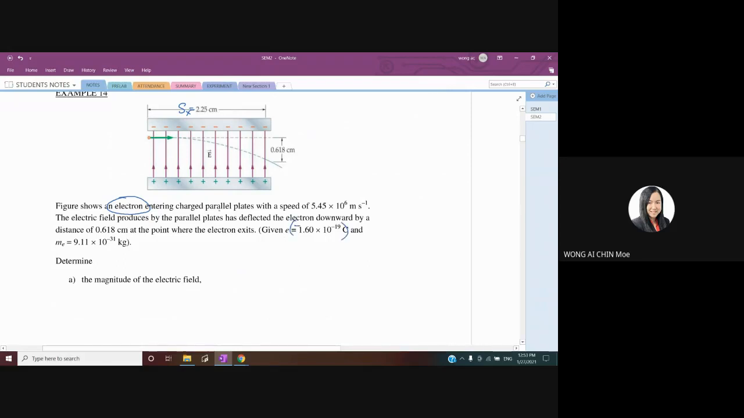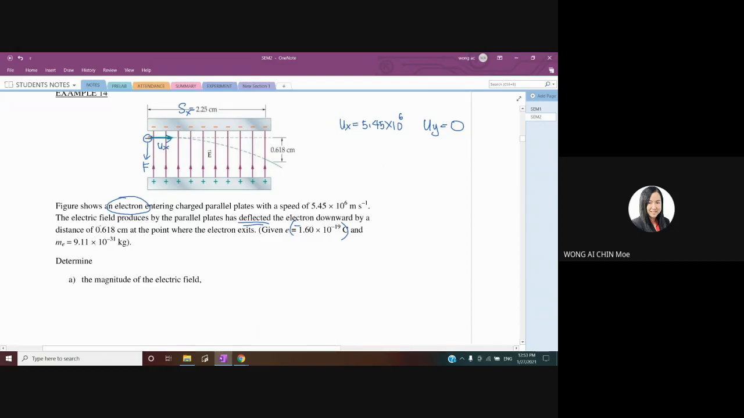It's an electron entering the charged parallel plate with a speed. Initially, your UX is equal to 5.45 times 10 to the power of 6, and of course, because initially there is only UX and no UY, your UY is equal to 0. The electric field produced by the parallel plate deflects the electron downward. Why? Because this is an electron, it is attracted to the positive plate. So in the end, it will move in a parabolic path.